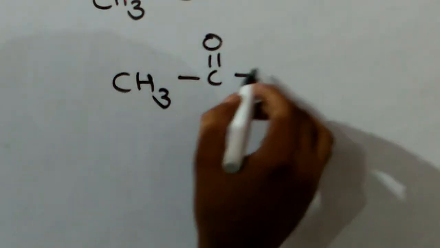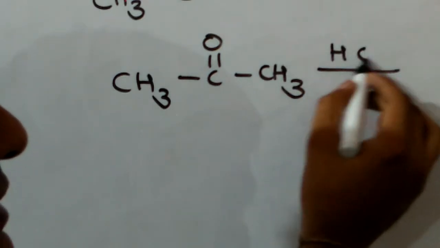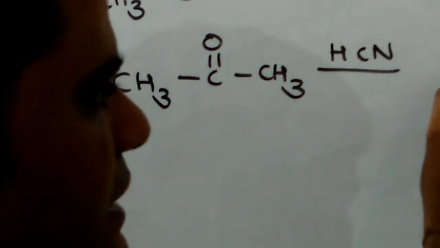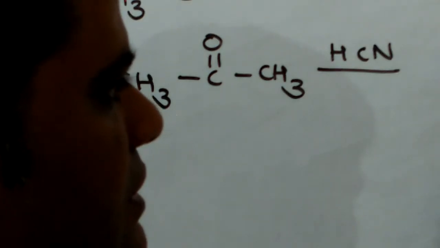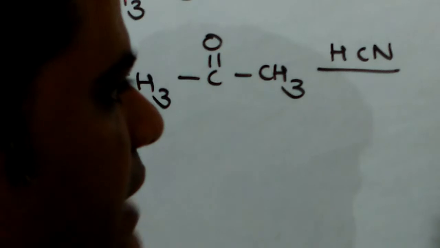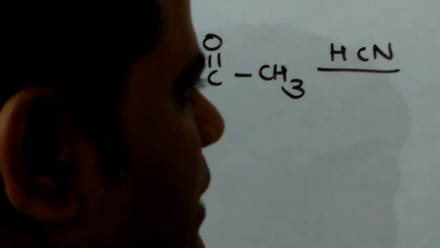In case of acetone, the product formed will be 2-hydroxy-2-methylpropanoic acid. The reaction proceeds the same way: CH3, C with OH and CN, then CH3. Hydrolyze it with water in dilute HCl, and the product formed will be 2-hydroxy-2-methylpropanoic acid.